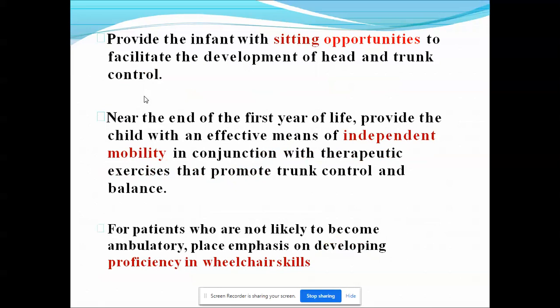Head and trunk control we have to improve. Then independent ability in conjunction with therapeutic exercises. And for patients who are not likely to become ambulatory, place emphasis on developing proficiency in wheelchair skills. So those children who can still ambulate, we can give them walking aids like a walker. Those who are not at all able to ambulate themselves, then we have to teach them the wheelchair skills.